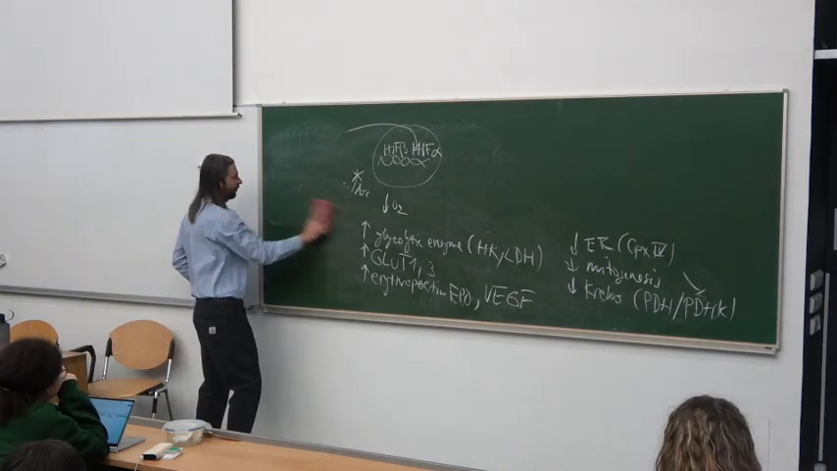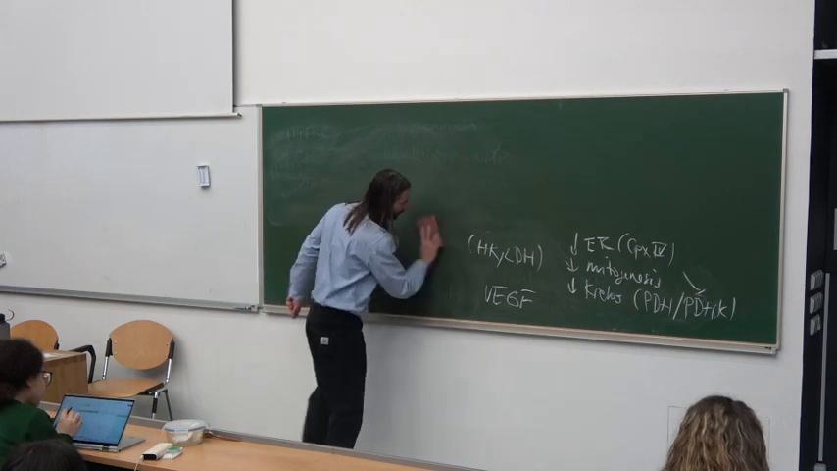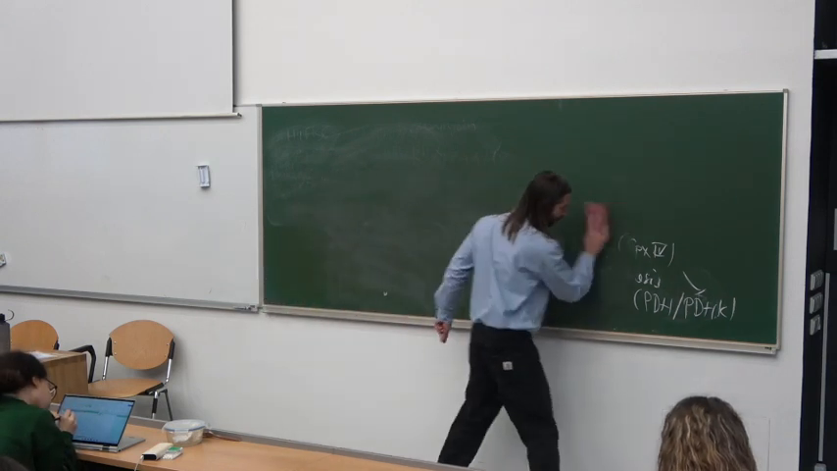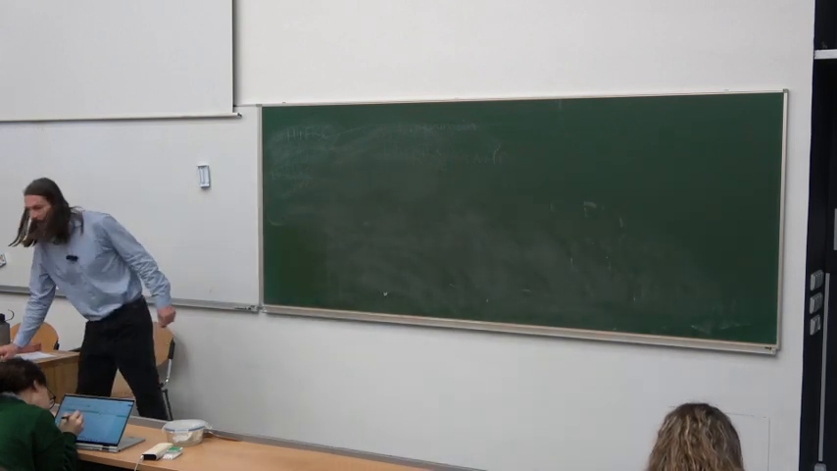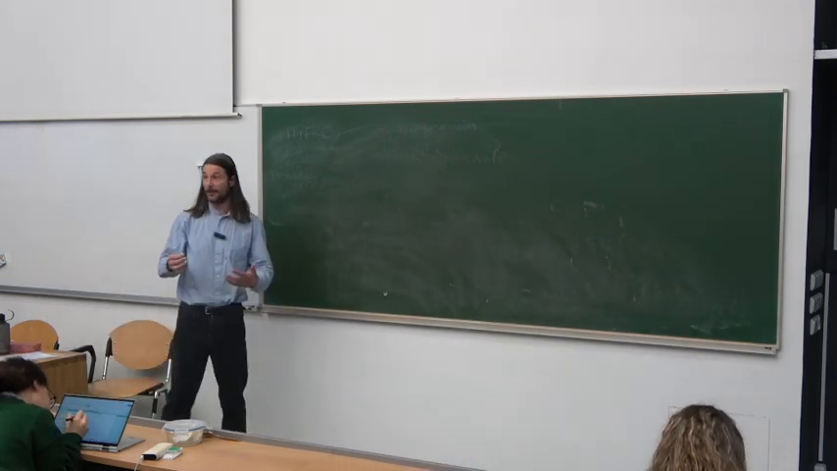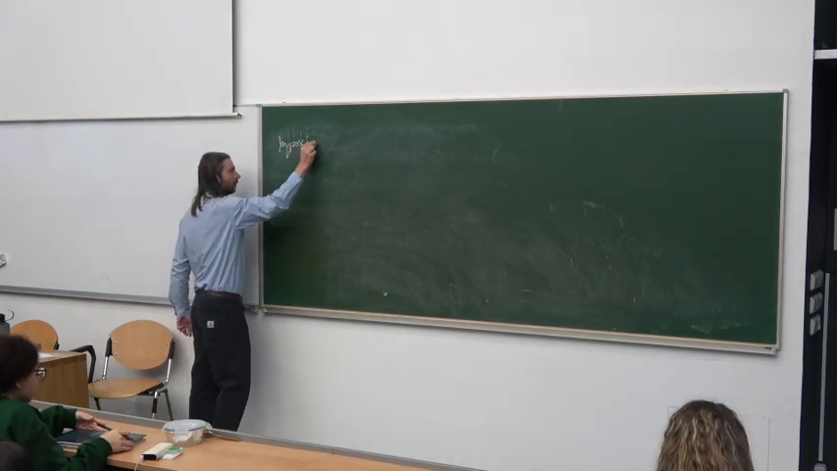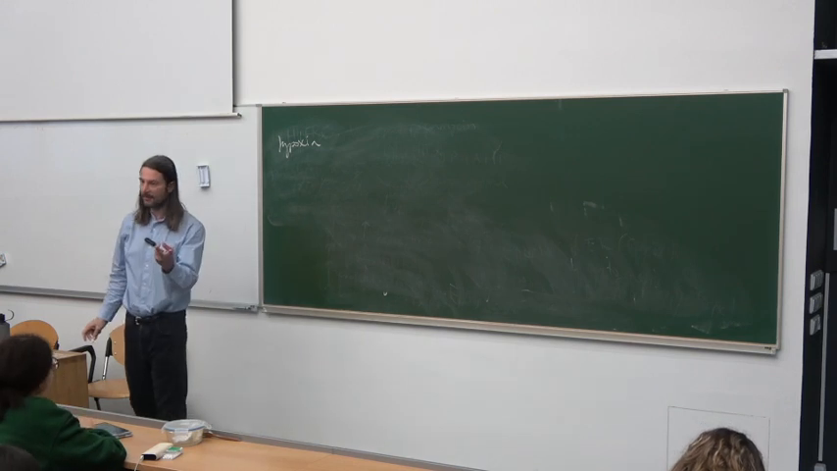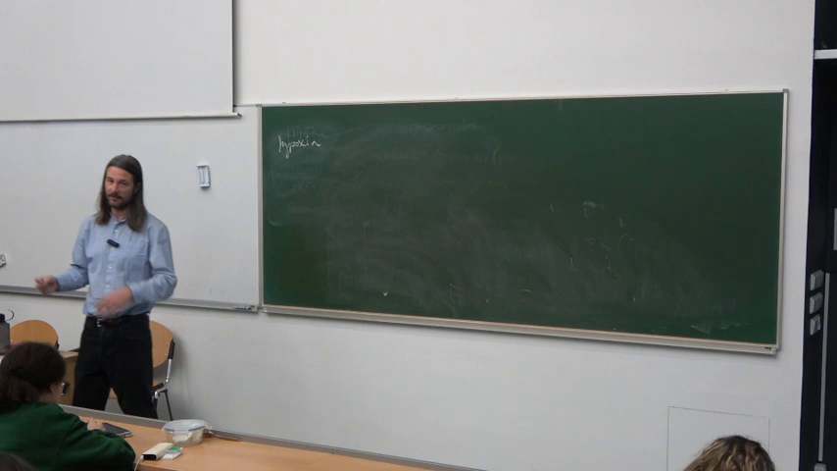So the first situation is hypoxia. Imagine a cell is in hypoxia. What will happen? Which switches will be activated, which switches will be deactivated, and which pathways will be activated and deactivated in hypoxia?